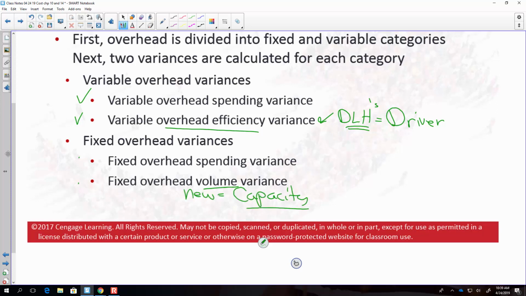Now we'll talk about what's in each of these. We'll talk about what's in variable overhead, what's in fixed overhead, and what is meant by volume variance as we go through our discussions today.